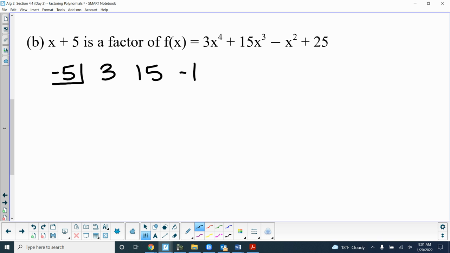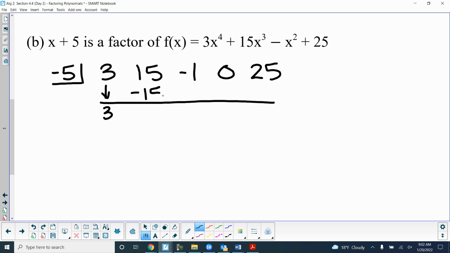So what do I have to do? Put the 0 in. Did you remember that? Hopefully you did. So -5 times 3 is -15, so I get 0. -5 times 0 is 0, so I get -1. Remember, we're adding the numbers in, right, to get the one underneath. -5 times -1 is a +5. And -5 times 5 is -25. I do get 0 for my remainder, therefore, yes, x plus 5 is a factor.